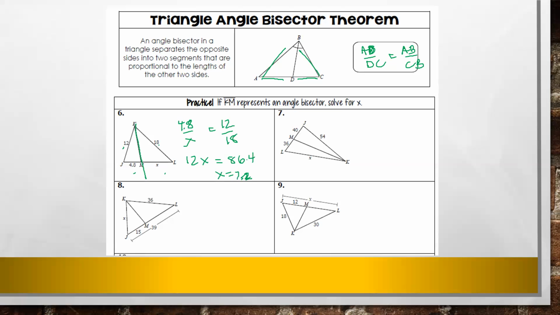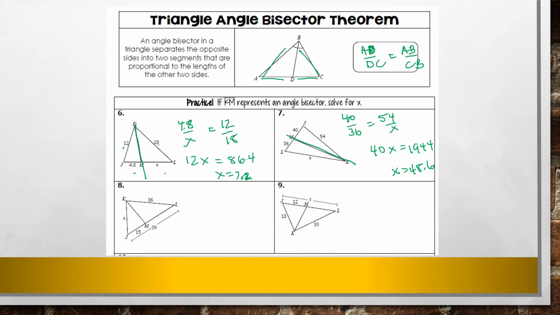Try number 7. KM is the angle bisector. Set up your fractions and cross multiply. Try number 7 now. All right, hopefully you got 48.6. You could have said 40 over 36 equals 54 over x, or you could have said 36 over 40 equals x over 54.